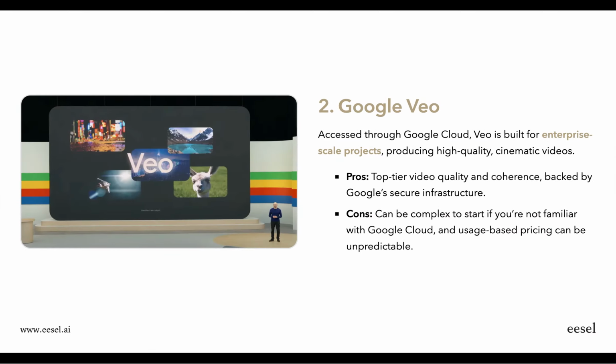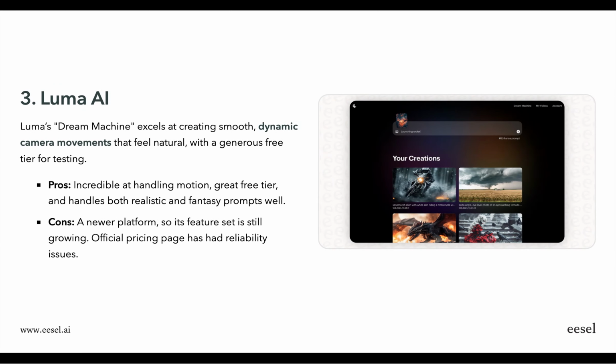Next, we have Google Veo, which is really the enterprise-grade option here. It's excellent for high-quality cinematic videos, but be prepared for a bit of a learning curve with Google Cloud and its usage-based pricing. Luma AI's Dream Machine really stands out for its incredibly smooth and dynamic camera movements.